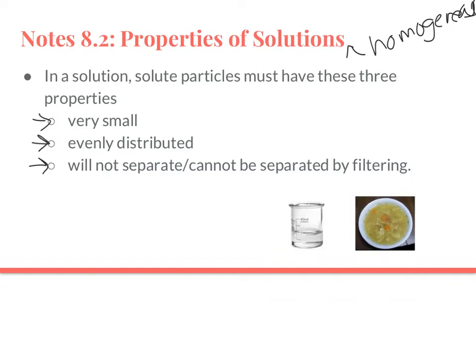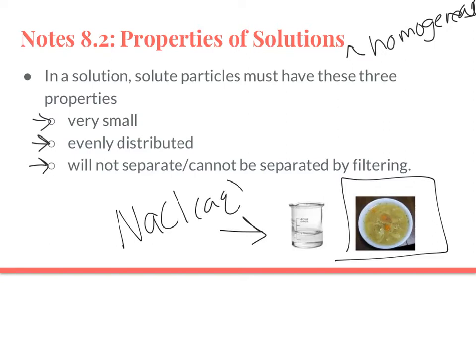Okay, so we have 2 pictures here. This right here would represent a heterogeneous mixture, a mixture in which we can see all of those individual parts. This beaker right here could be a solution of salt water, which we could represent by this NaCl(aq), showing that there's some solid salt that has been dissolved in aqueous solution of water. The particles within this dissolved salt water then are very small. Again, they are evenly distributed, and they cannot be separated out by filtering.